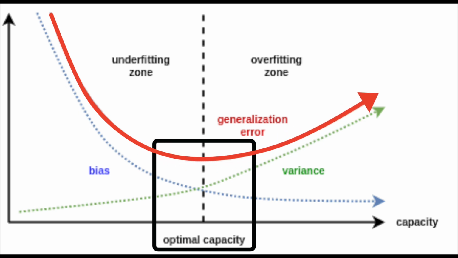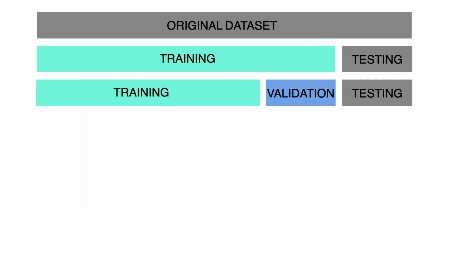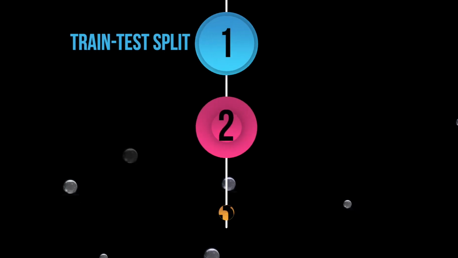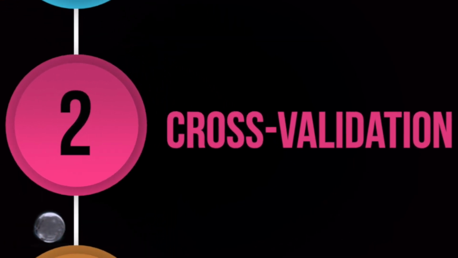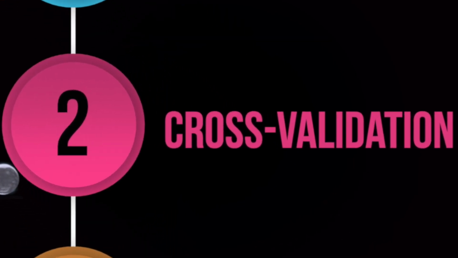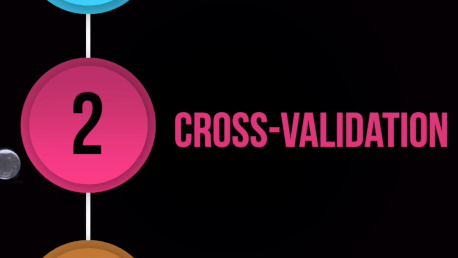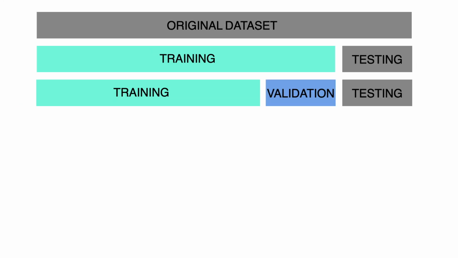But I'm not giving you any code examples yet, because there is a much better way to use validation set. And this better way is cross-validation, which is one of the most popular resampling techniques. The working principle is very simple.